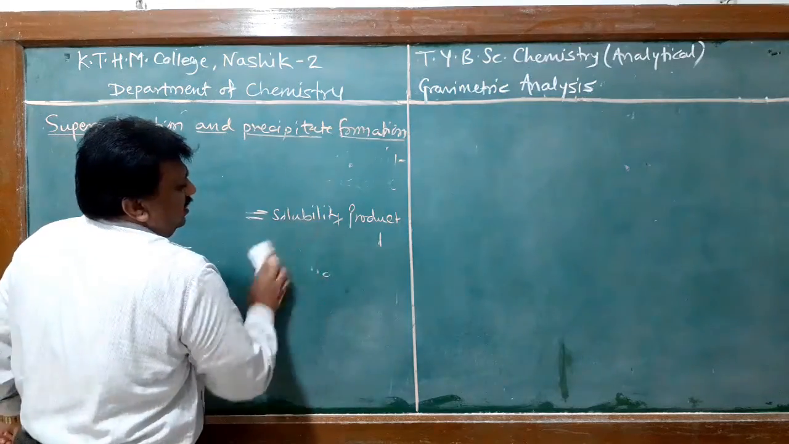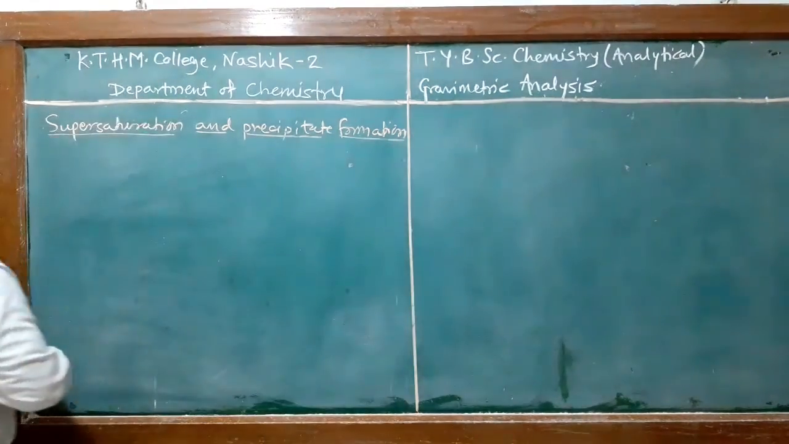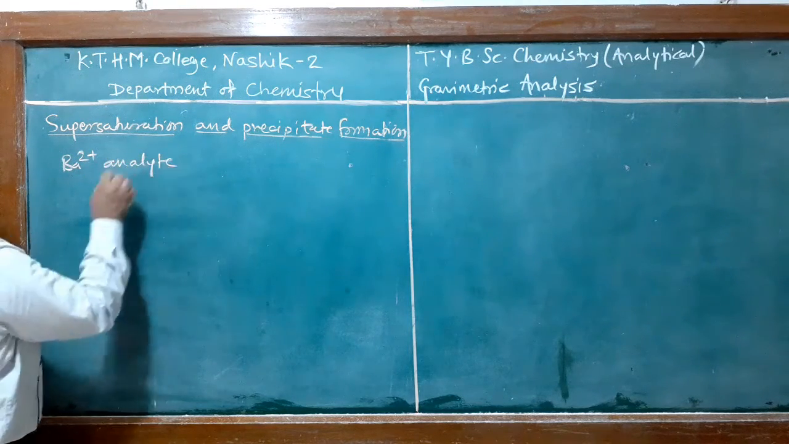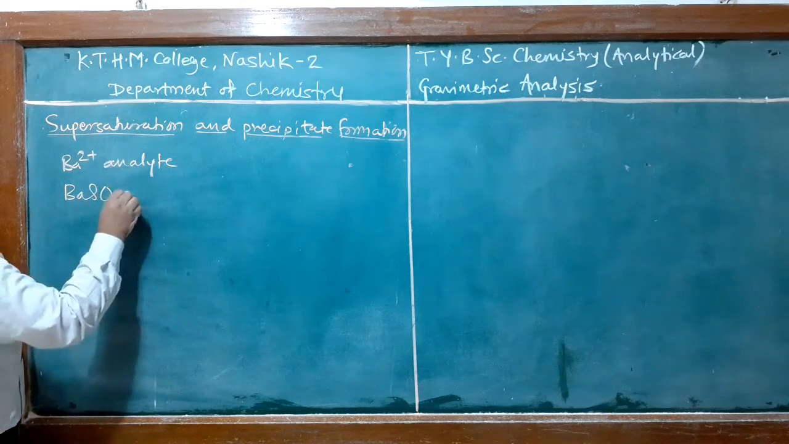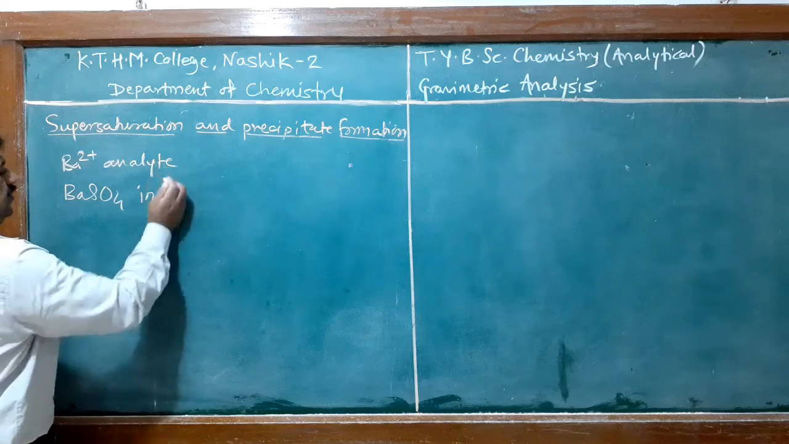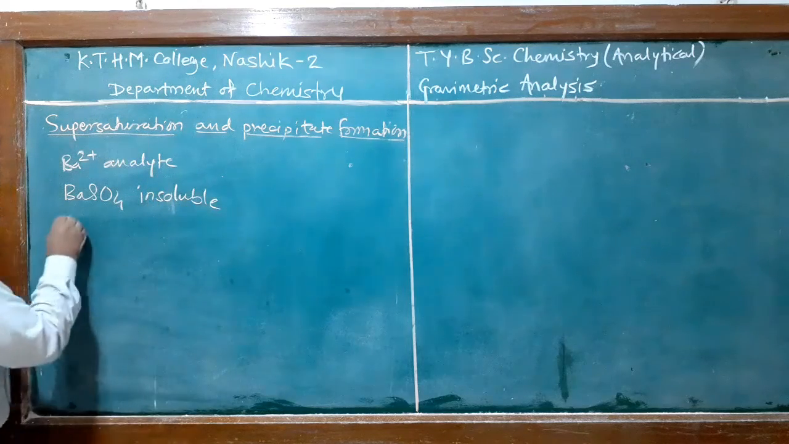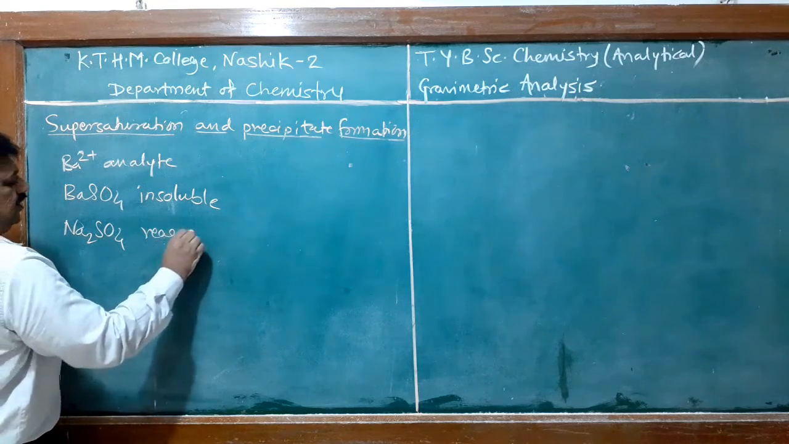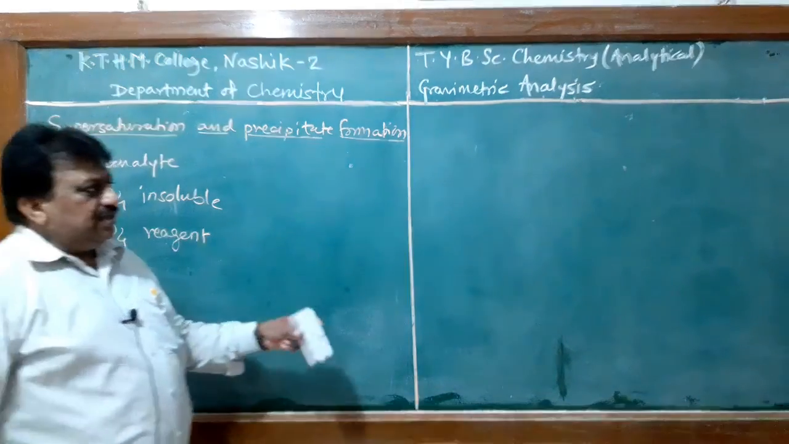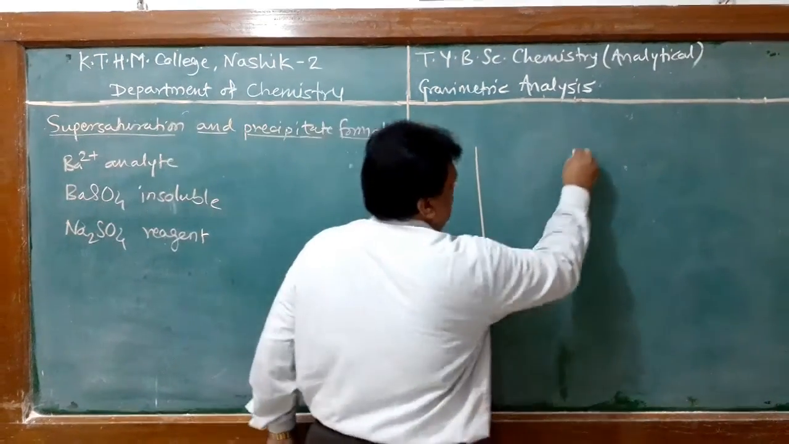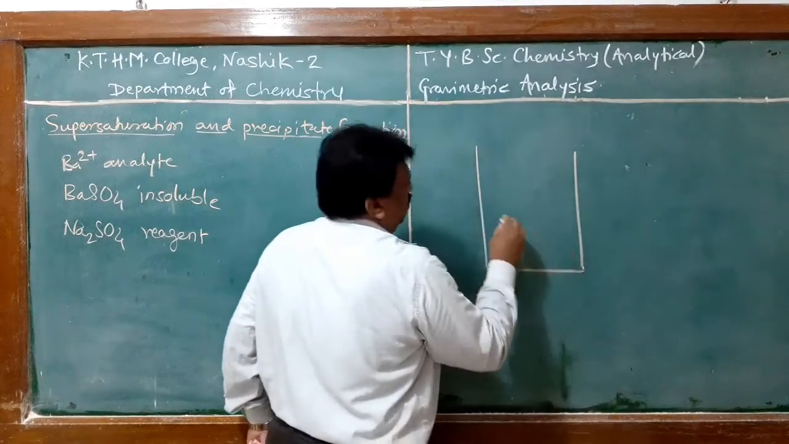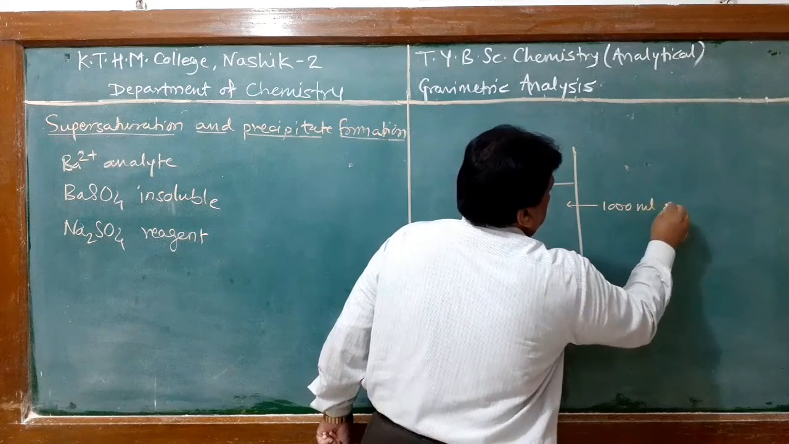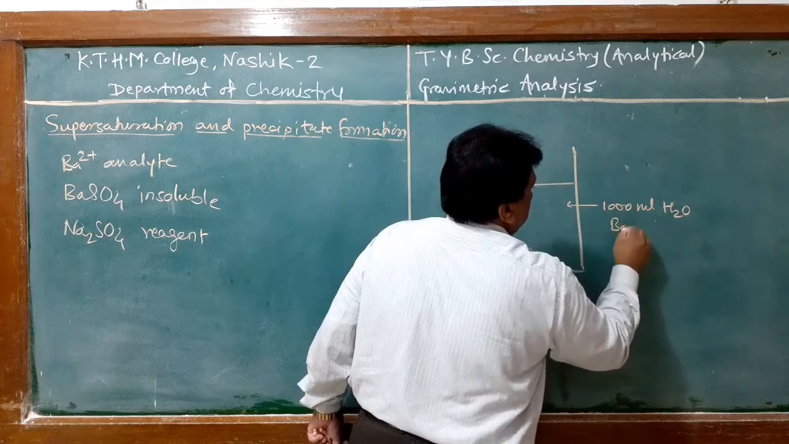Suppose for example, we have to precipitate out barium. Barium 2 plus is an analyte, and we have to precipitate it out as barium sulfate, an insoluble compound, using sodium sulfate as a reagent. Here we discuss what is a saturated solution and what is a supersaturated solution. Suppose for example, this is a 1 liter solution, 1000 ml H2O containing Ba2+ ion.